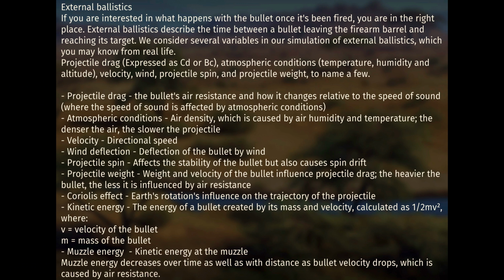Kinetic energy, the energy of the bullet created by its mass and velocity, is calculated as 1/2 the mass times velocity squared. So it's the velocity of the bullet and the mass of the bullet, and the muzzle energy is the kinetic energy at the muzzle. That's where we get the foot-pounds of energy or the joules. Muzzle energy decreases over time as well as the distance, as the bullet drops, which is caused by air resistance. The higher the BC of the bullet, the less air resistant.